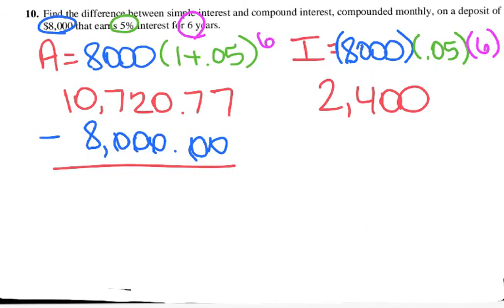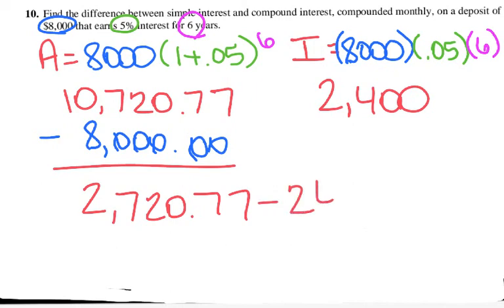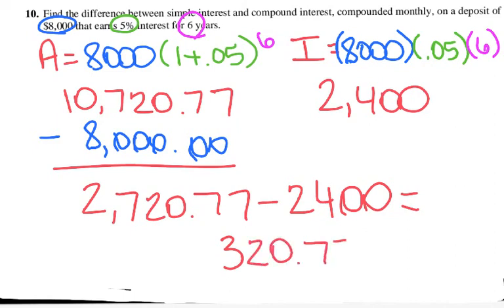Okay, remember to get the interest only, you're having to subtract the $8,000 that you started off with. That should give you $2,720.77. And we want to know the difference between the two, so we're going to subtract it from the $2,400. And it should give you $320.77.